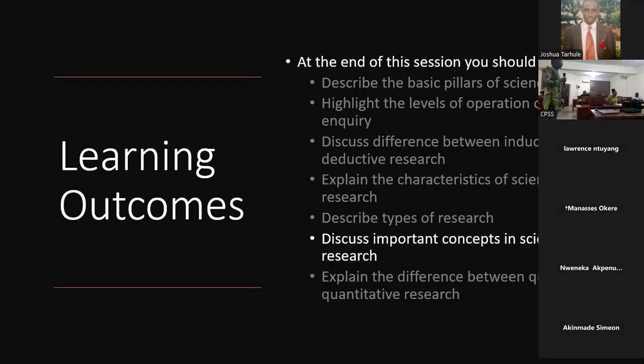So we talked about characteristics of scientific research, characteristics research must have, level of operation of research, basic pillars of research. We talked about all those things. So today we're going to continue about some of the important concepts. And I remember we also talked about variable, type of variable.